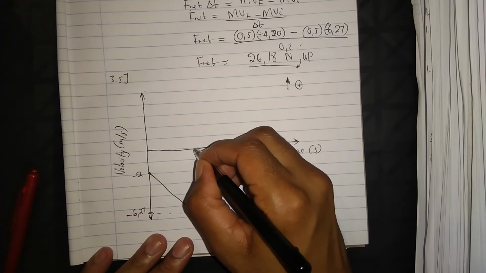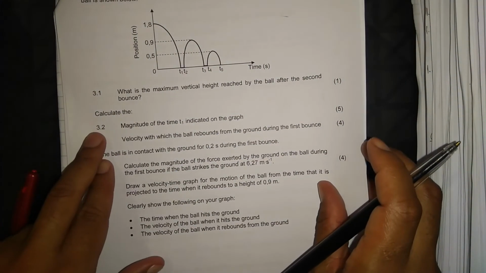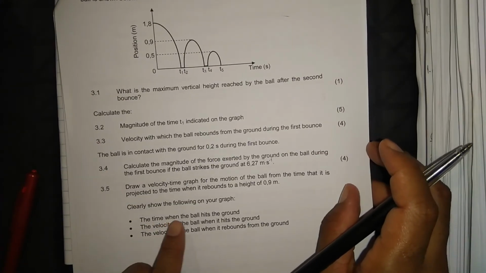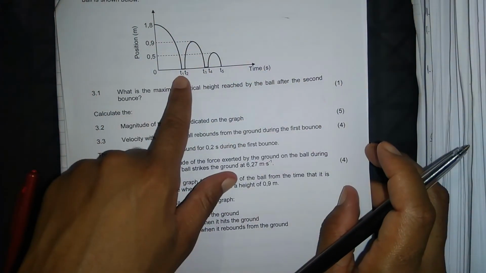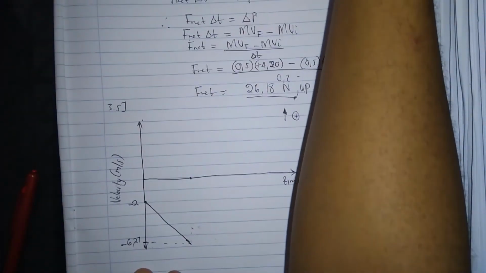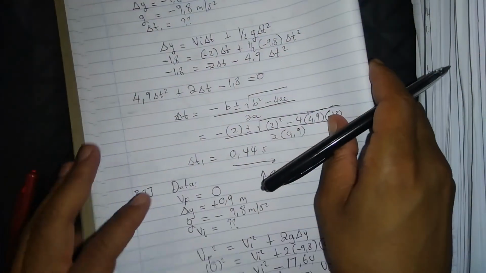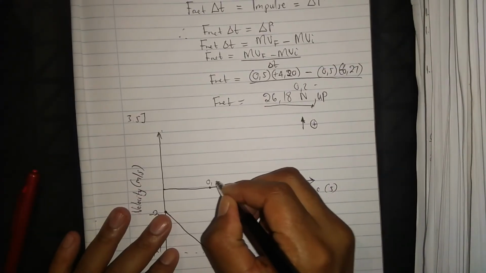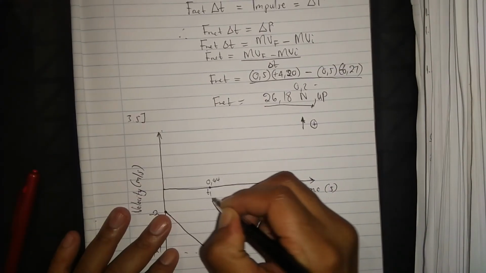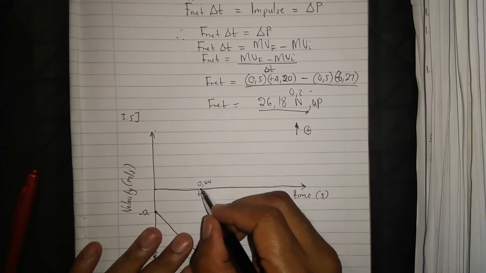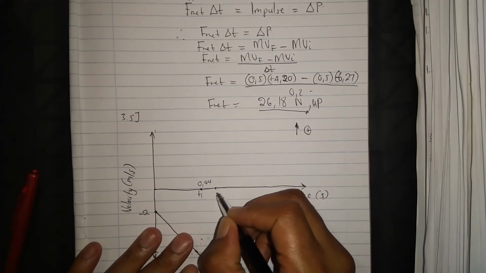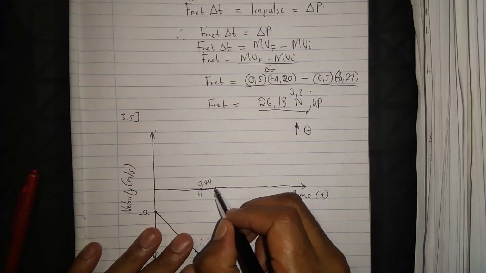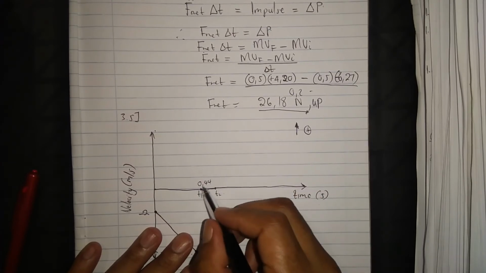So the ball just before it hits the ground reaches this velocity at what time now? So remember we calculated the time at 3,2, the time when the ball hits the ground, which is t1. So calculating, it's 0,44. This is t1, right? And then we have t2. This is the contact time. T2, the contact time, is 0,2.